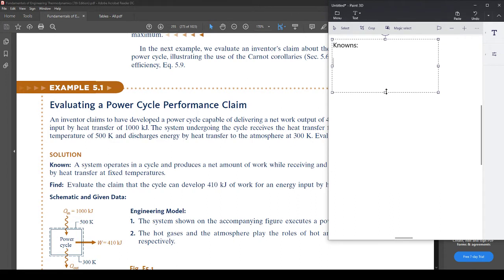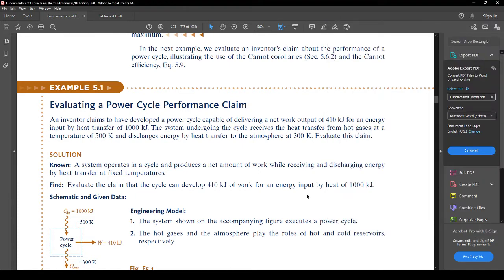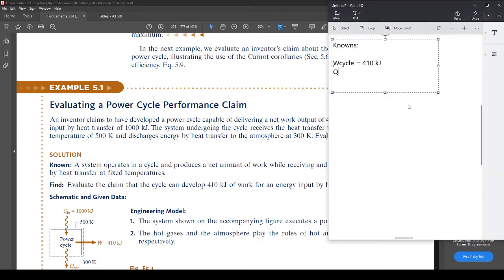a power cycle capable of delivering net work of 410. So they have given us work of the cycle is equal to 410 kilojoules. That was the first statement they made. And then it said, for an energy input by heat transfer of 1,000 kilojoules. So that means we have Qin or QH, whichever one you're more familiar with, is 1,000 kilojoules.